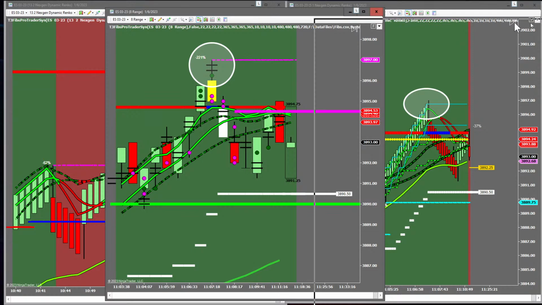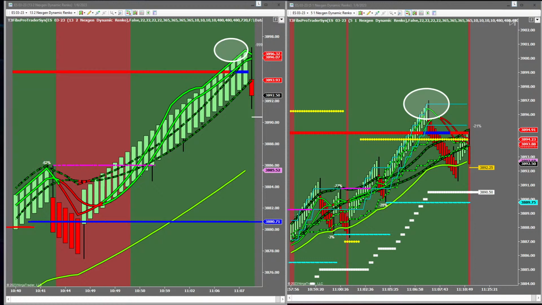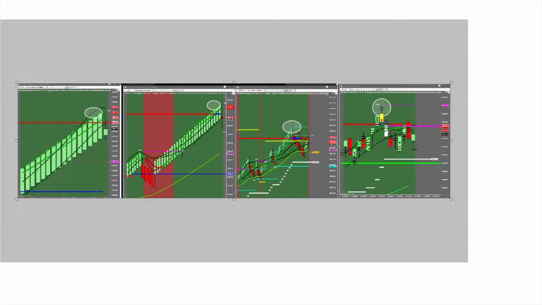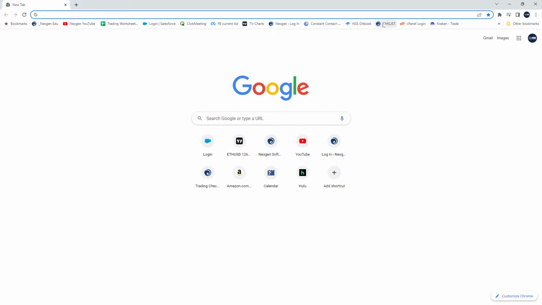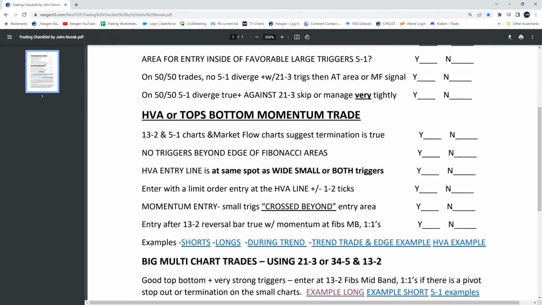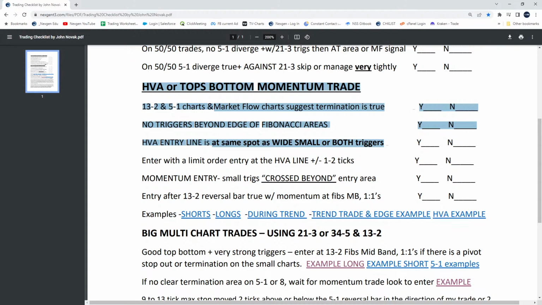It's just not a trade. Remember in my plan also, Jose, what's the other rule that I have about doing momentum shorts? The very first rule, other than a good top. I'm going to pull up this picture just so you guys can see it, and then we'll go look at the rules again. Because I think it's just helpful to see the rules over and over and over. Not that we can't go down, but to do a really good high volume area top, you have to have the triggers roll. And to do a momentum trade, you can't have triggers beyond the edge of Fibs.